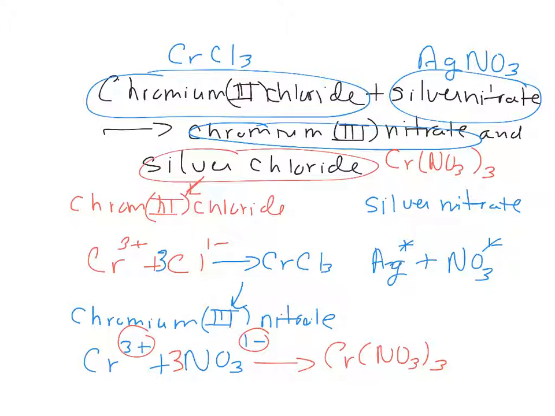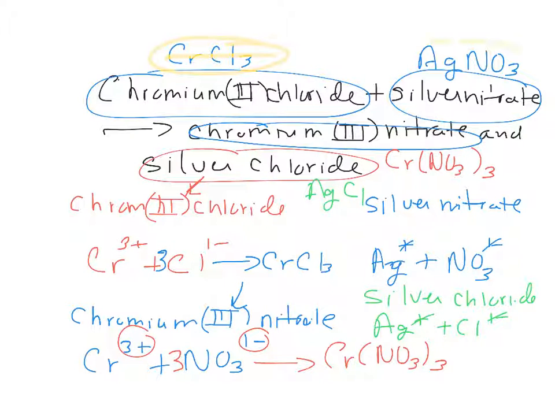And finally, silver chloride, which I'll put in green here. Silver chloride is made from silver ion and chlorine, and they get together 1 to 1, so that is AgCl. So here's our 4 pieces. Our 4 pieces are chromium 3 chloride, silver nitrate, chromium 3 nitrate, and silver chloride. We're going to put all those together in an equation.